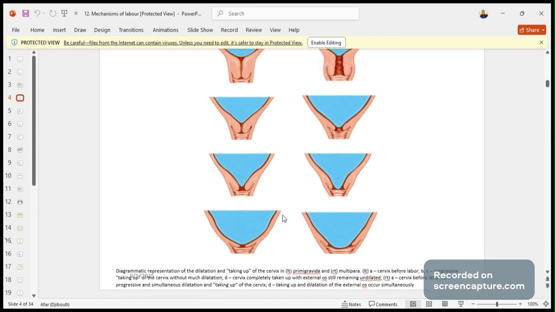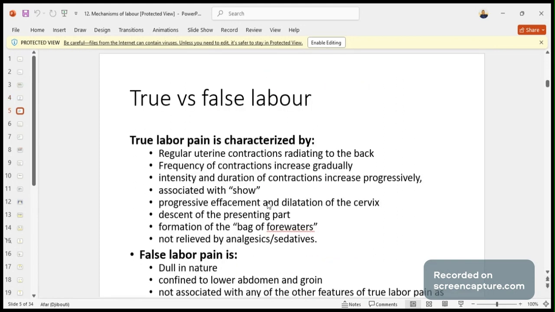You can see that. So true labor pain is characterized by regular uterine contractions radiating to the back. Frequency of contraction increases gradually. Isn't that like it has increased and then retarded? No, it's supposed to be a persistent increase. Intensity and duration of contraction increase progressively, and then we have a show.